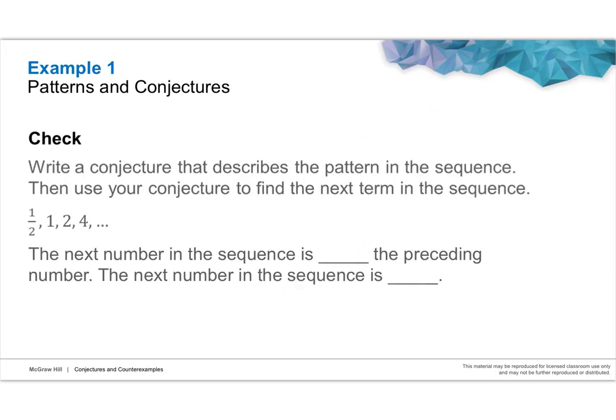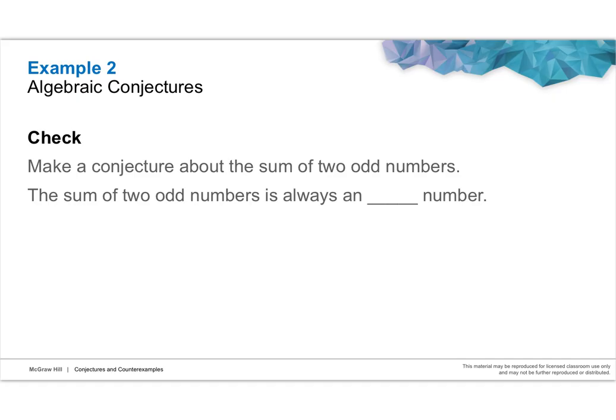Okay, going back to the beginning, check on page 153. We're writing a conjecture that describes the pattern in this sequence from 1/2 to 1 to 2 to 4. Hopefully you can see that the next number in the sequence is twice the preceding number. And so the next number would be taking 4 and multiplying it by 2 again to get 8.